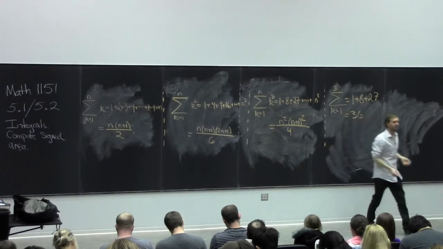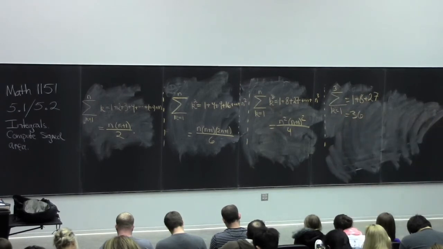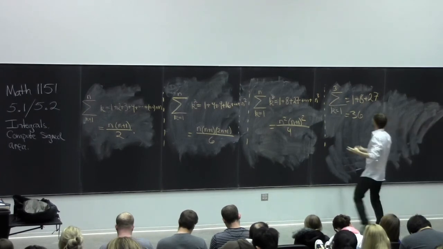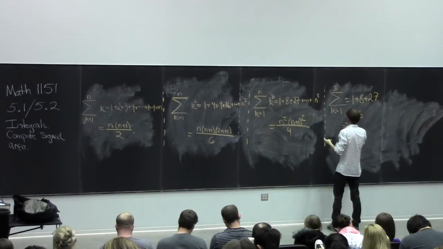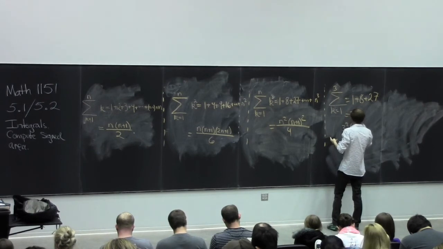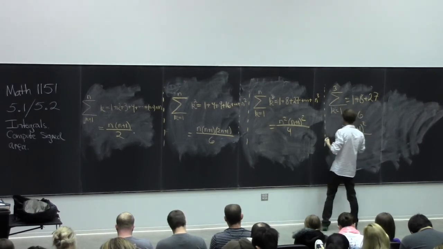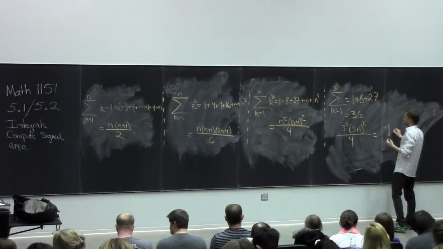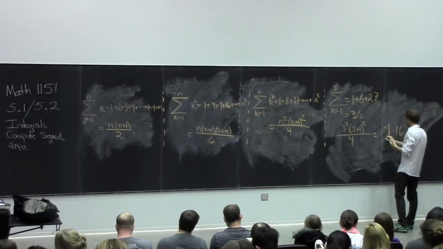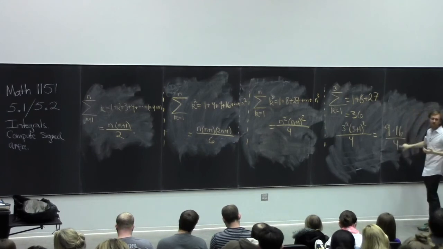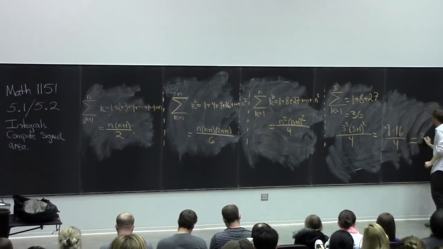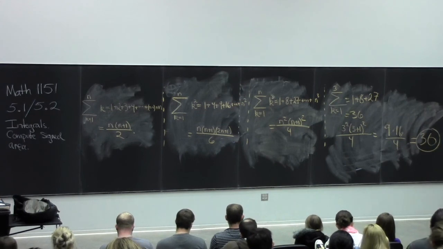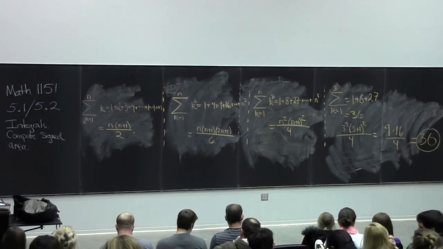What's n equal to? n's equal to 3. So 3 squared times 3 plus 1 squared over 4 is equal to 9 times 16 over 4. But look, the 4's cancel, and I get 36. It's looking good. All right, we'll start here next time. Have a nice day, everybody.